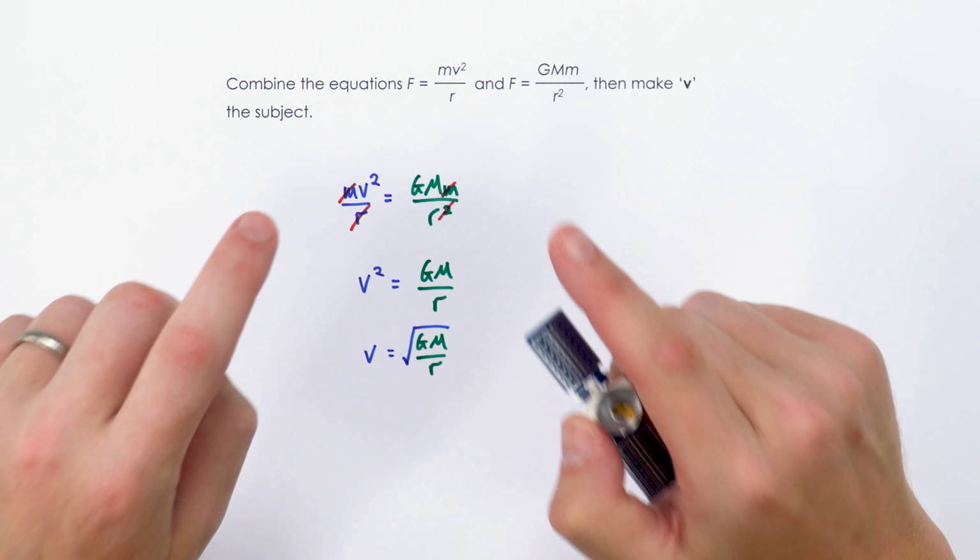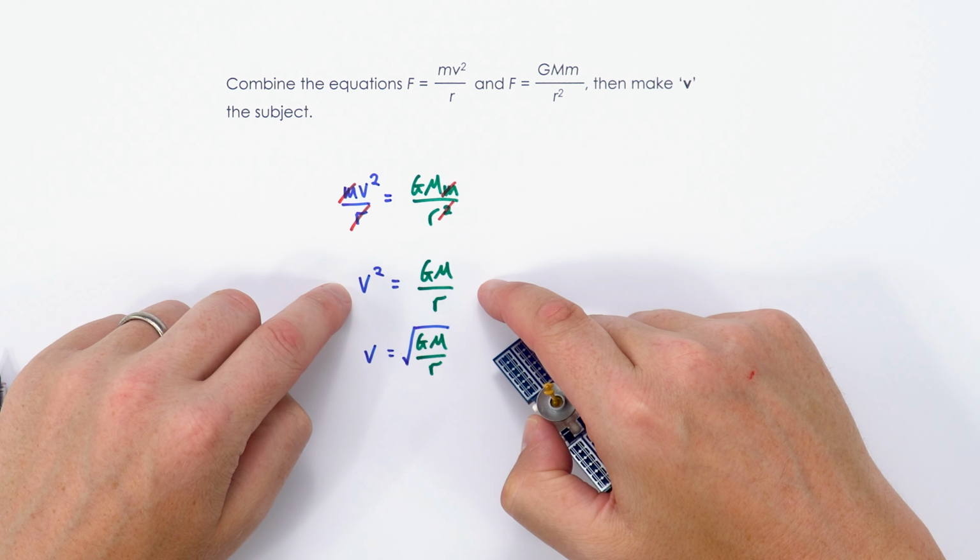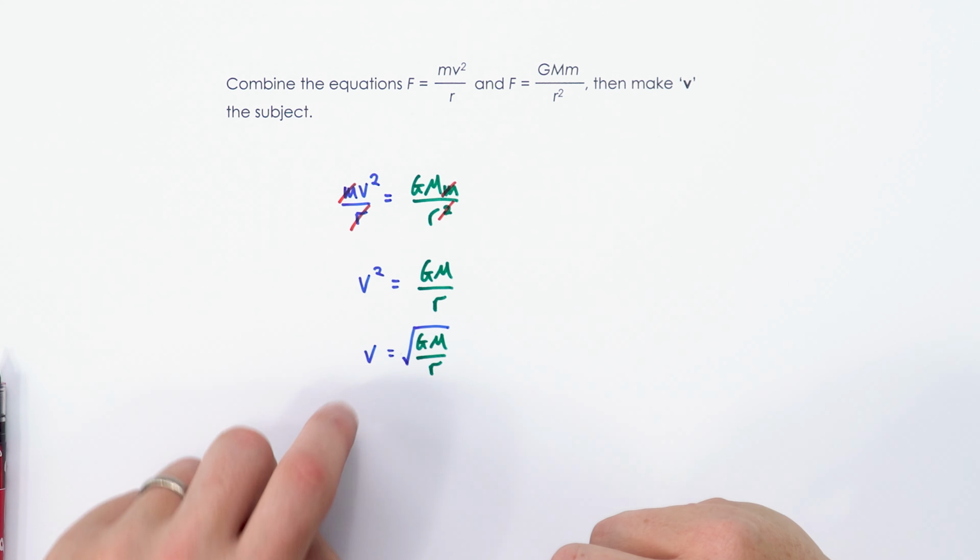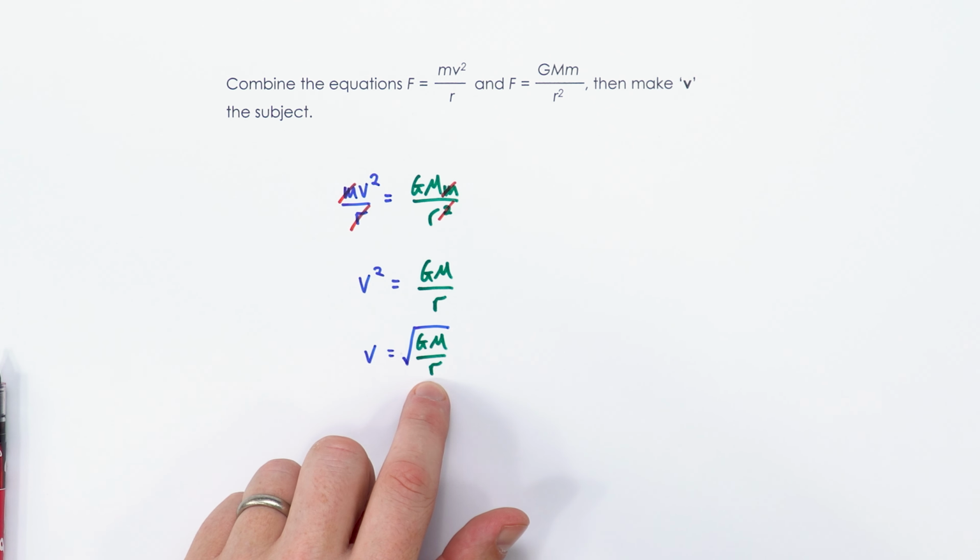So in this example here, we had a look at these two equations and we equated them together. We simplified them as much as we could, and then we made v the subject. In actual fact, this is an equation that tells us about the velocity of a satellite, or the speed that it's orbiting a larger body at a certain distance away from it.